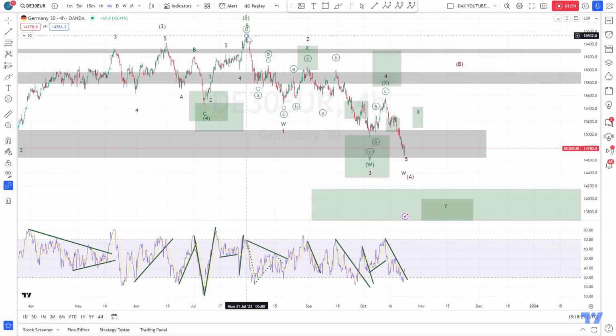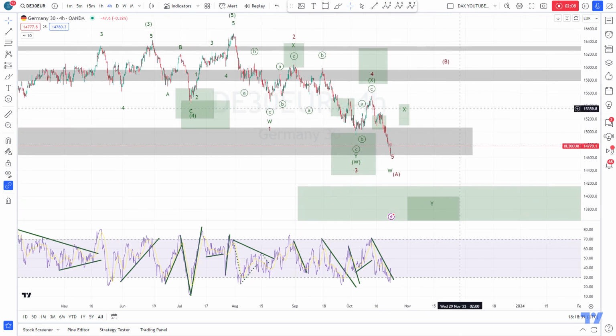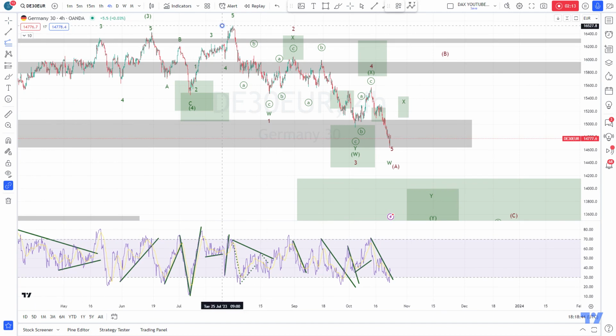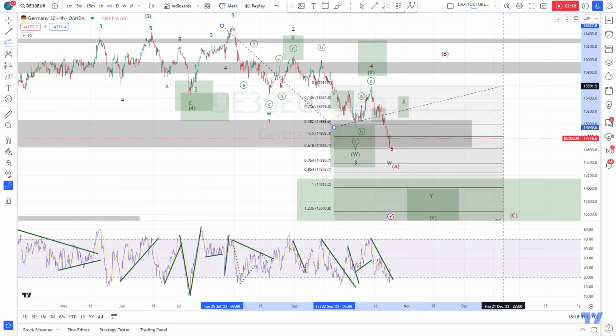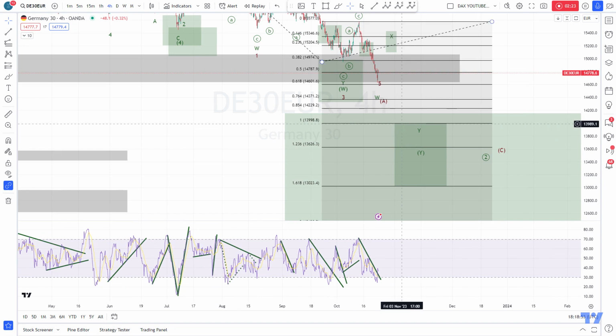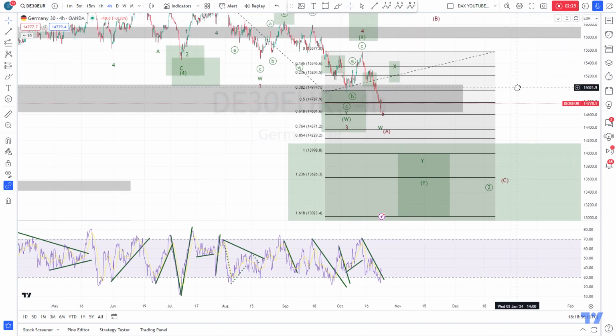One is here indicated in green, the WXY scenario. So then we have our wave W right here. We had the shallow wave X, and it means that we should now be working on the wave Y. Now, we know our wave W, we know our wave X. So if we take the length of the wave W, the length of the wave X, then this here becomes our target area, the area between the 1 and the 1.618 FIB extension.